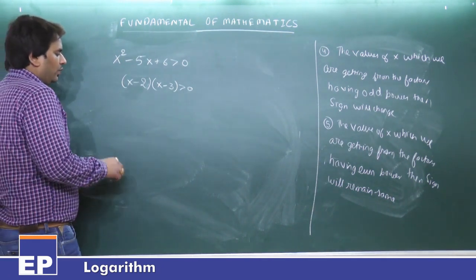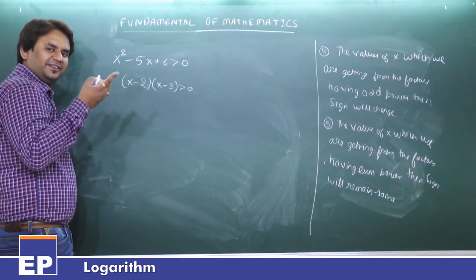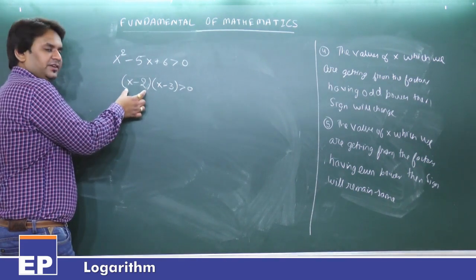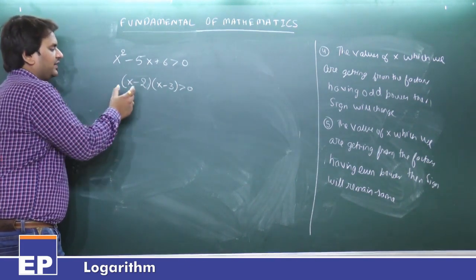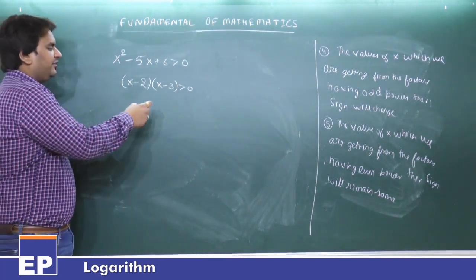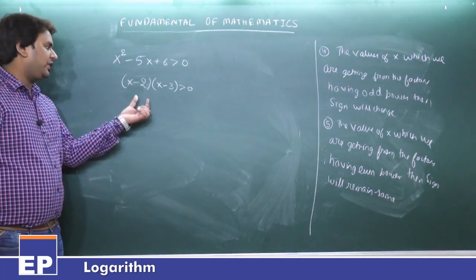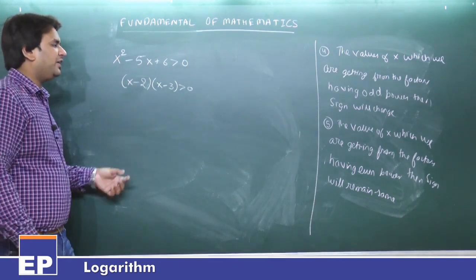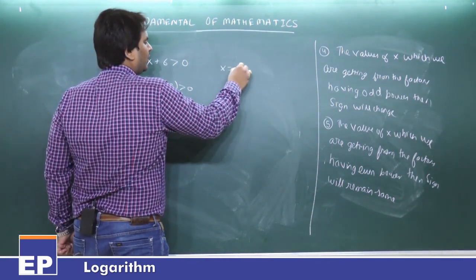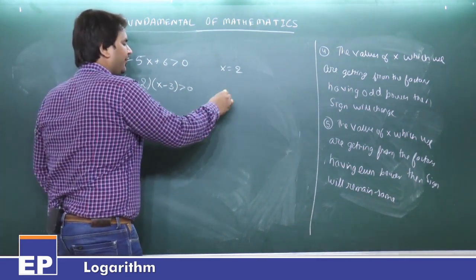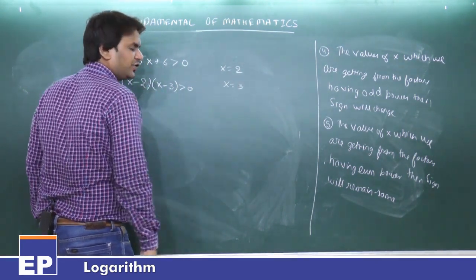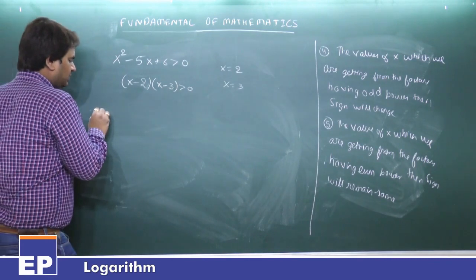Okay, now what will happen? Put all the factors equal to 0. Here first factor is your x minus 2 and the second factor is x minus 3. If I put x minus 2 is equal to 0, what will be the value of x? x will come out to be 2. If I put x minus 3 is equal to 0, what will be the value of x? It will be 3.